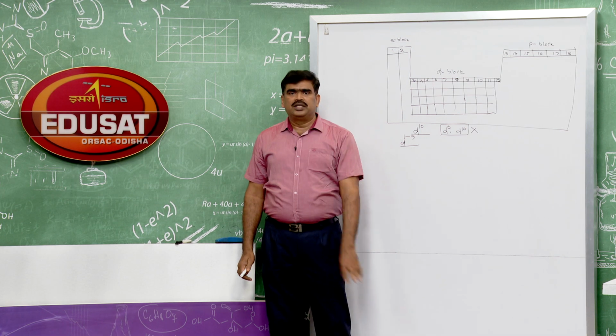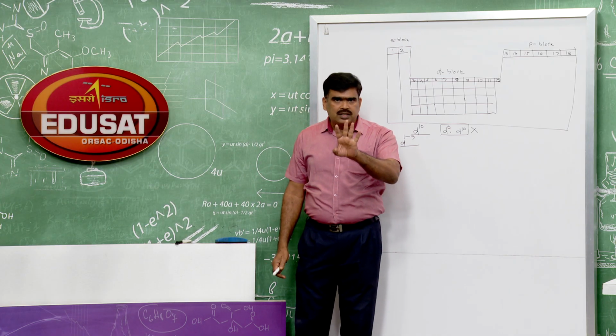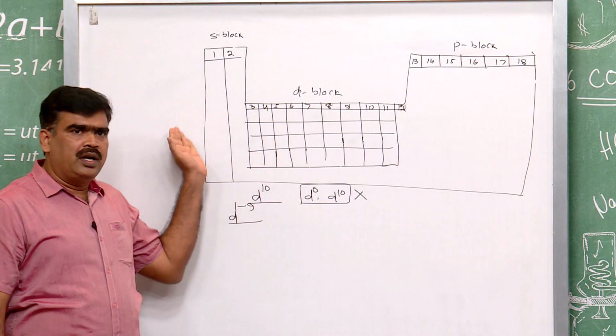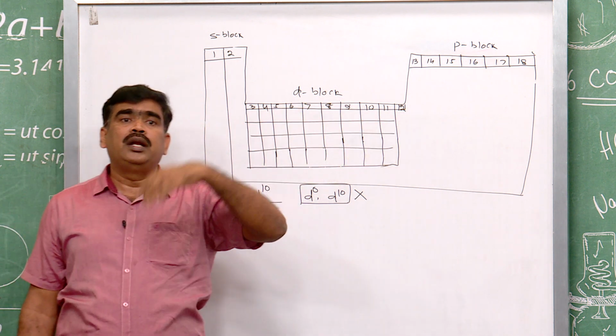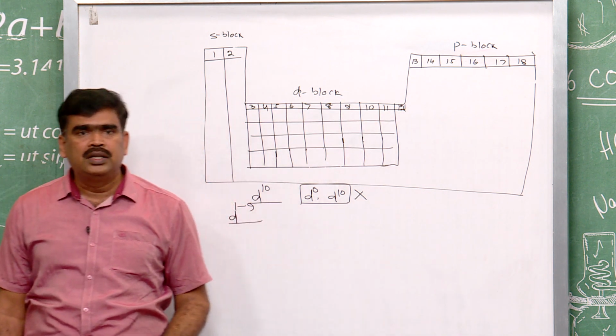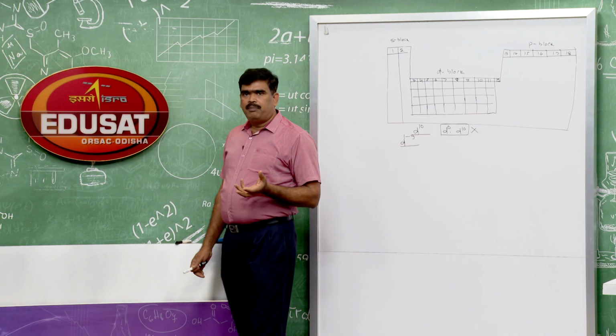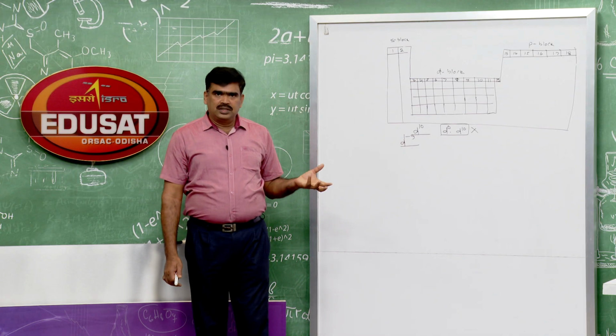So these are the 3 reasons why they are called transition elements. Number 1, properties are intermediate between S block and P block elements. Number 2, their valence shell and nearest inner shell are both incomplete, and number 3, they have partially filled d orbitals.